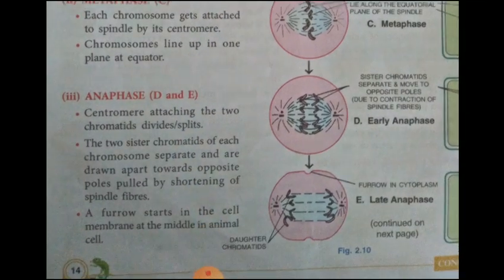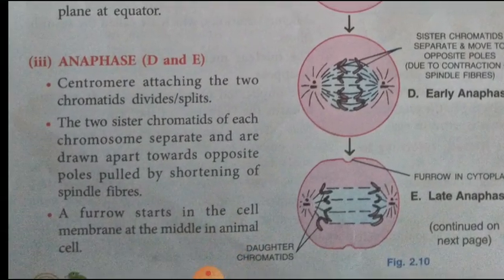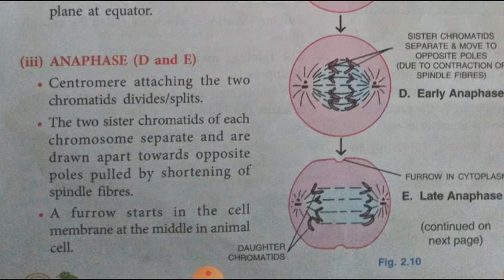Come to the anaphase. During anaphase first and second, that means early anaphase and late anaphase, what are the changes that occur? Let us discuss. Point number 1, the centromere attaching the two chromatids divides or splits. Point 2, the two sister chromatids of each chromosome separate and are drawn apart towards opposite poles, pulled by shortening of spindle fibers.